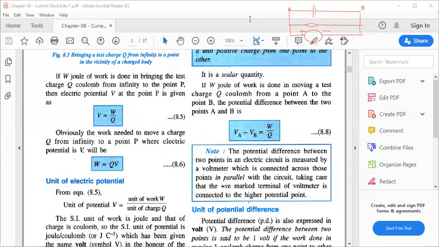Ma'am, the voltmeter is connected across the load, right? Yes, across the load. A and B is like across.